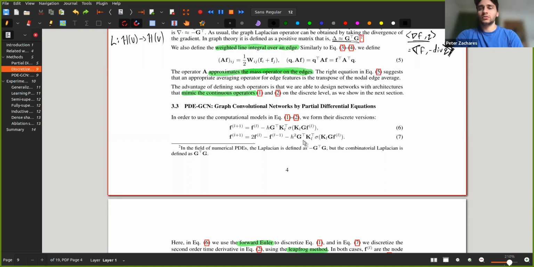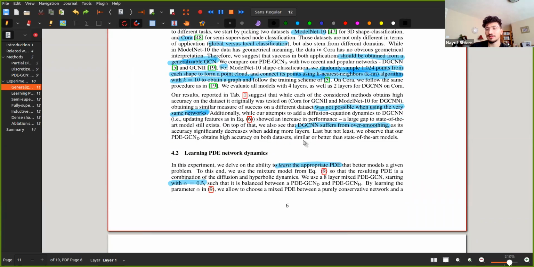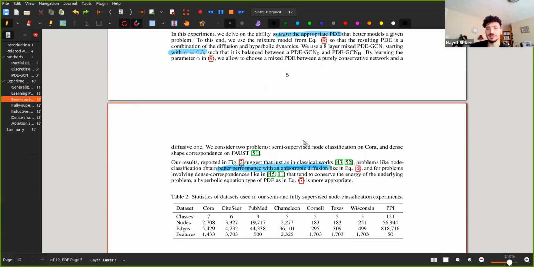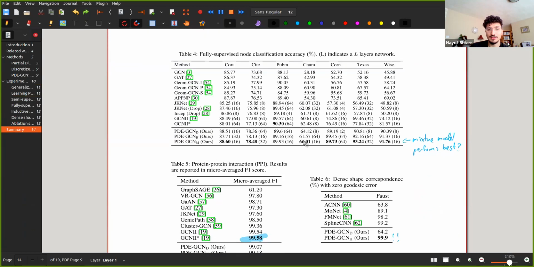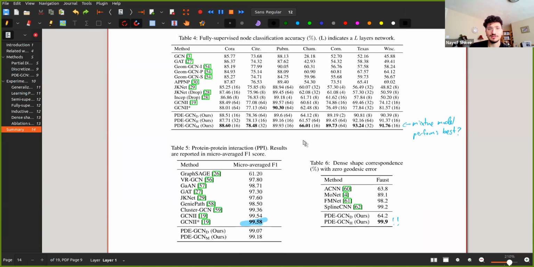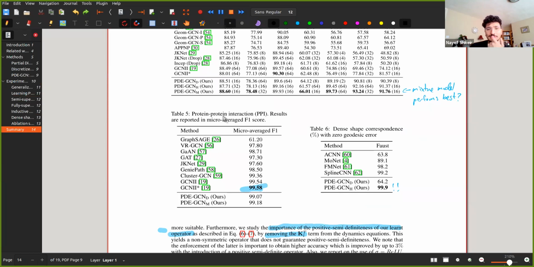Okay, cool. And if you do a mixture model, I think they say at one point they try testing a diffusion model in one layer and a hyperbolic in another layer, and so on. But that doesn't give as good results as just a mixture model, which I guess makes sense. And they have a huge number of results here. They do the same test for the protein interaction data set, where actually GCN II gets better results, but still very good results.